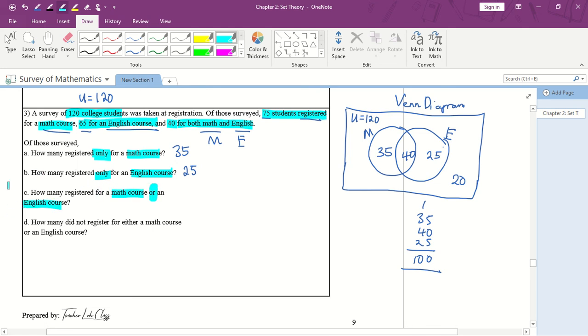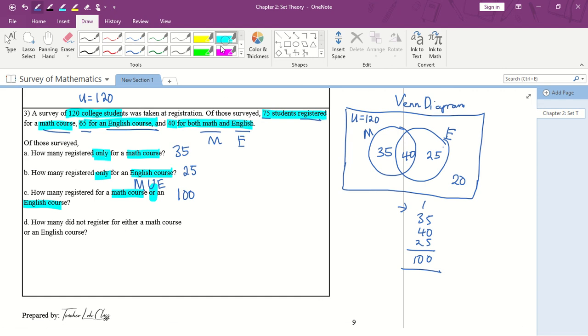How many register for a math course or an English course? That means either one is okay, or even both is okay. So if you notice, it is M union E. Which means that the whole thing here, 35 plus 40 plus 25, which is 100, according to here. That's what we calculated just now.